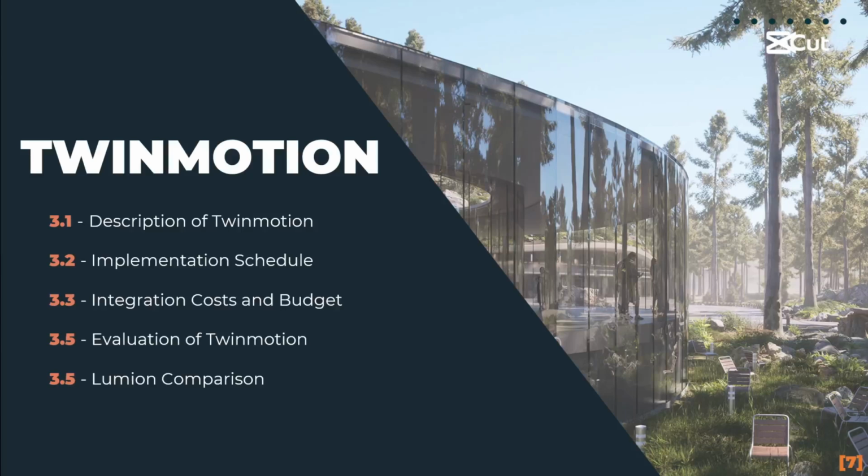In section 3.0, we will be talking about Twinmotion, how it would be implemented into an architectural firm, the integration costs, evaluating the software based on the criteria of a good rendering software, and a comparison with another notable rendering software.